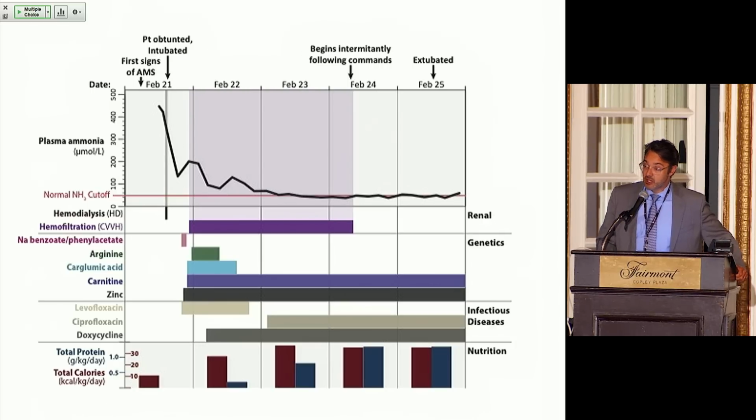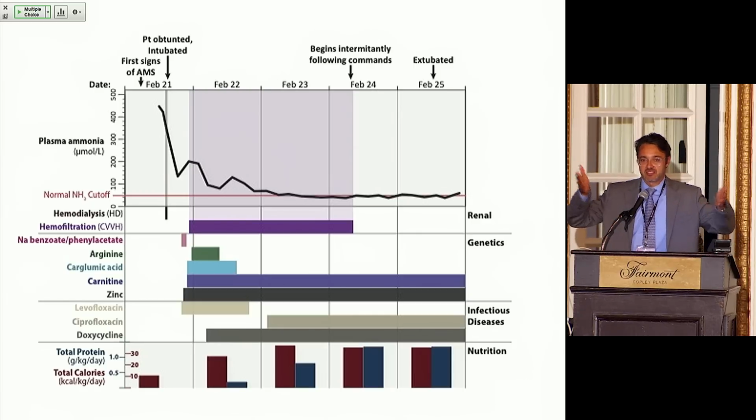Her mental status did not improve. During dialysis, she actually had to be intubated because of the change in mental status. And then we had some of the genetics people come in. They're very used to these ammonia metabolic disturbances, and they started her on all these agents here in the middle, which try to prevent or shut the cycle of ammonia conversion.